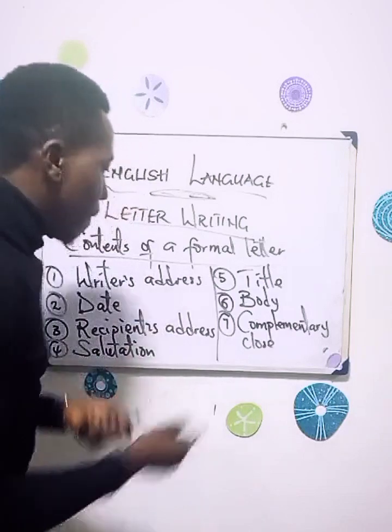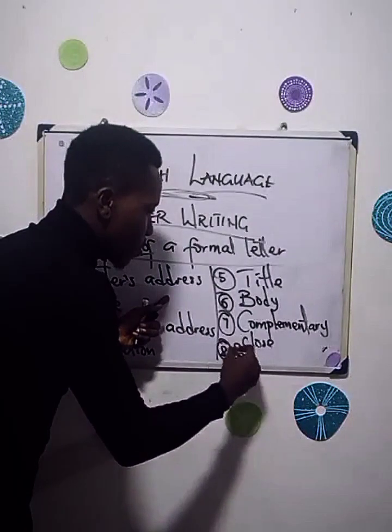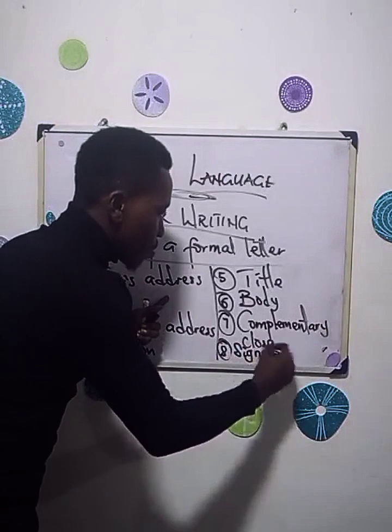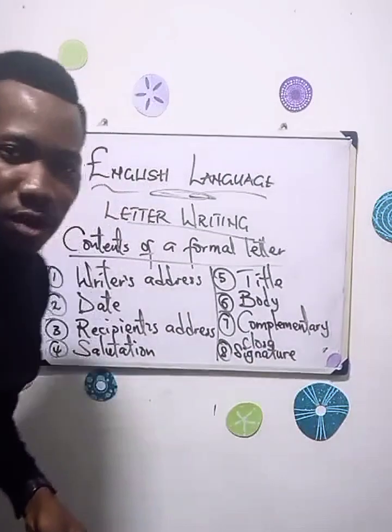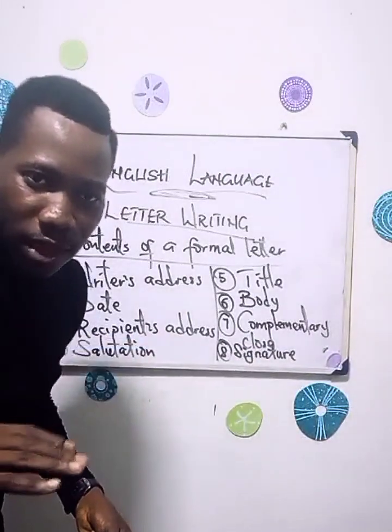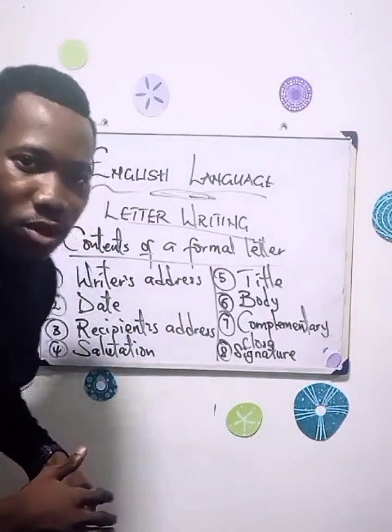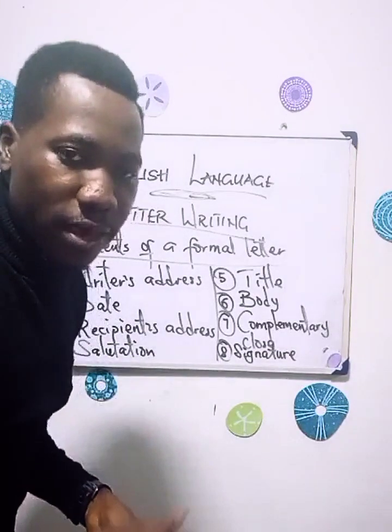So after the complementary clause, what is the next thing? It is the signature. The signature comes after the complementary clause. Here are the signature. The conclusion, official critical care.